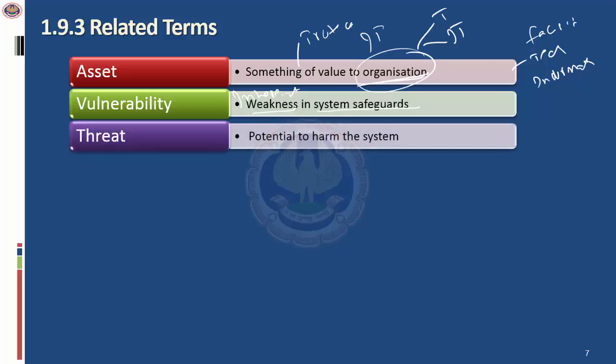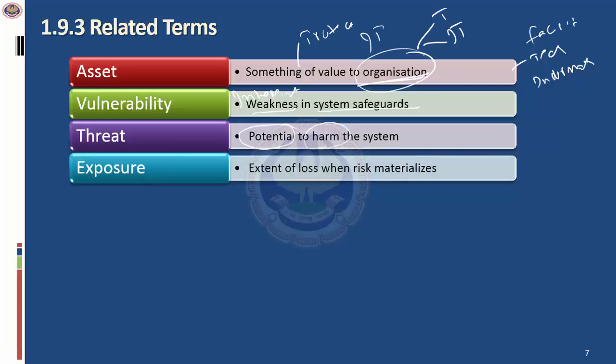Next, you need to understand a threat. What is a threat? A threat is something which has the potential to harm the system or impact the system. For example, like I said, there could be a fire, there could be an earthquake, there could be a hacker, there could be employee ignorance. Exposure. Exposure is the extent of loss. When the threat exploits the vulnerability, it results in a risk, and that risk will result in an exposure.